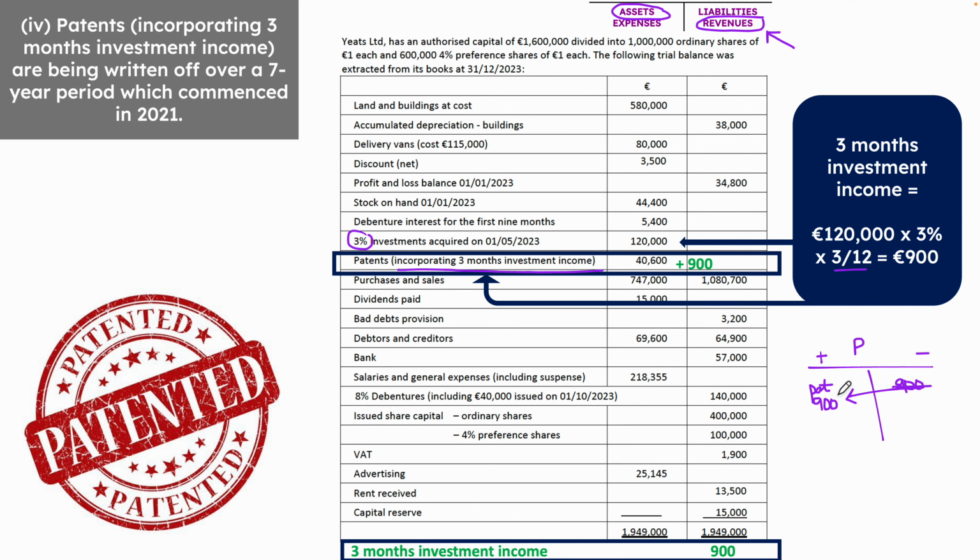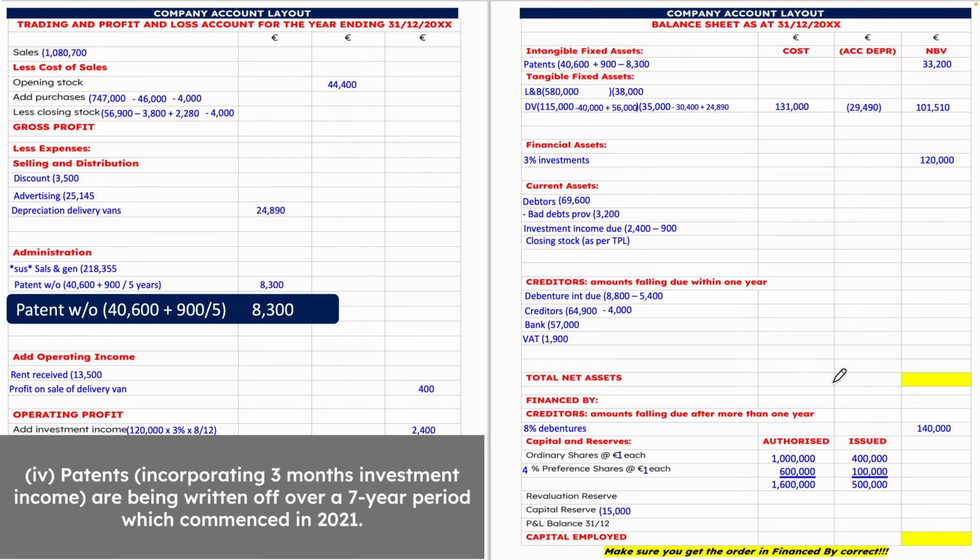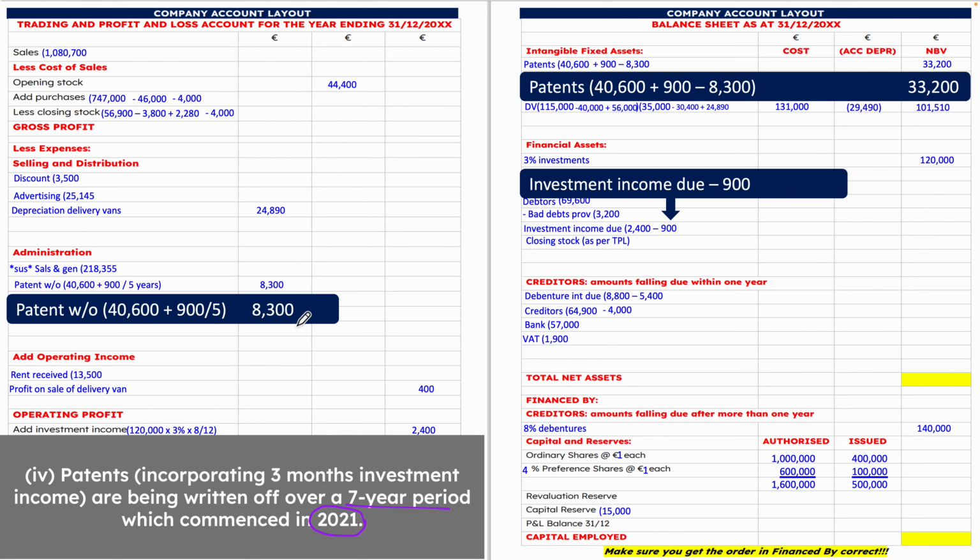So that is the patent adjustment. So look, it's going to look like this. Patents written off is going to be an administration expense. You're going to have 40,600 plus €900 and then divide that by 5 years because that is what we have left. Okay, you're not using the 7 years because it's already been done for 2 years. So it's €8,300 there, the patent written off. Up in the balance sheet, you're going to have your patents plus your 900 minus your 8,300. So you're taking away the patent written off there, the 8,300, and you are left with patents of €33,200.